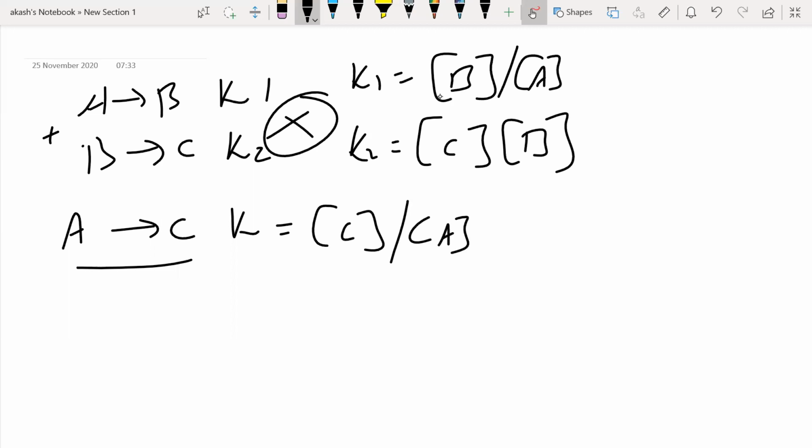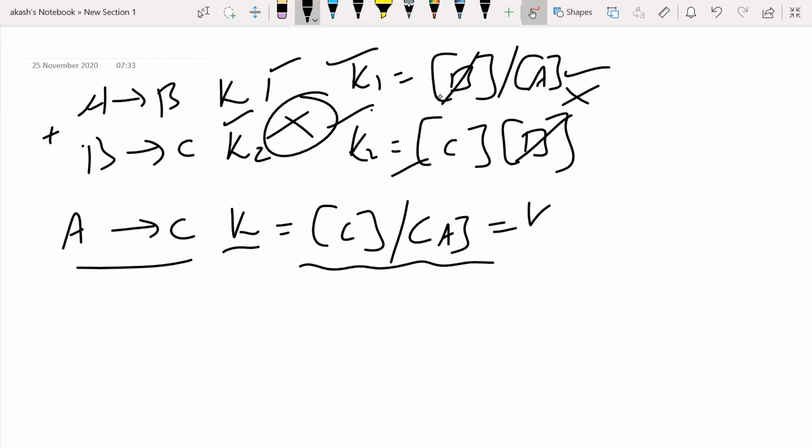Now tell me what I have to do to K1 and K2 to get K. Multiply them, obviously. If I multiply these two, B and B will get cancelled. What is remaining is only C in the numerator and A in the denominator, and that's exactly what I got here. So if you add two or more reactions, their equilibrium constants have to be multiplied. In this case, K will be equal to K1 into K2.